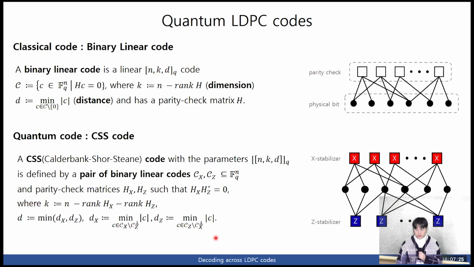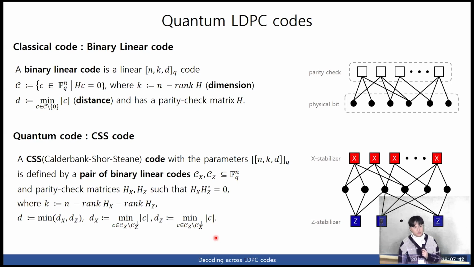And in the quantum code, you can see it right here, the parity check matrix HX and parity check matrix HZ are orthogonal. And the other parameters are defined as follows.